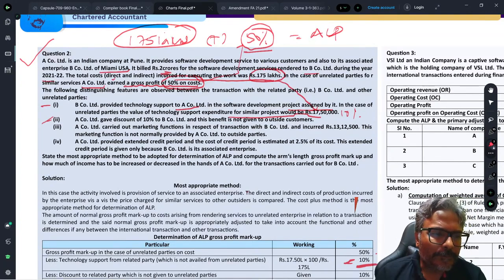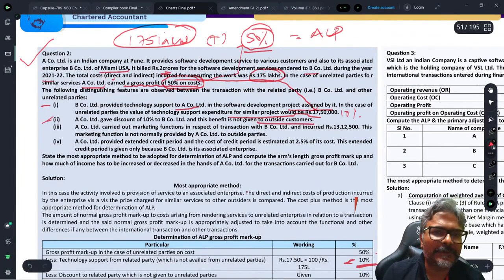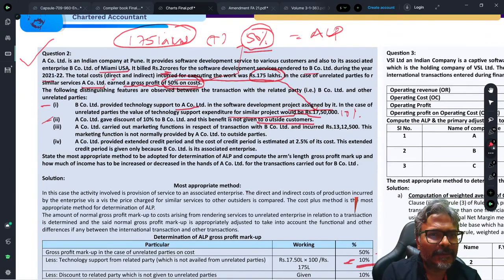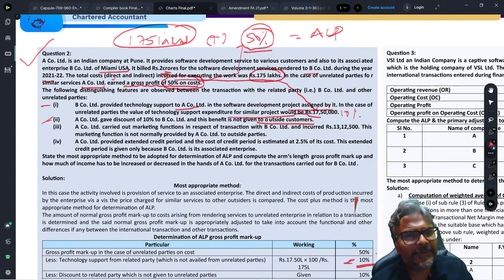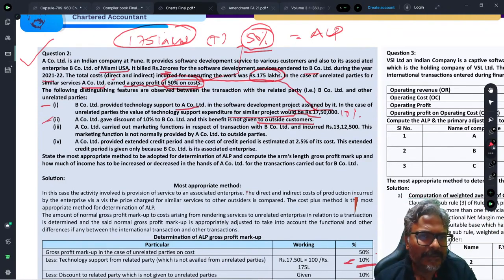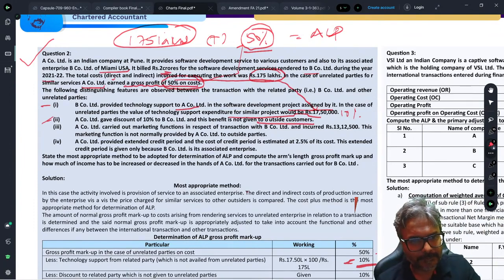Now, coming to point number two over here, students. A Company Limited gave a discount of 10% to B Company Limited, and this benefit is not given to outside customers. This benefit is not given to outside customers. Now, please tell me, if A Limited is giving a benefit to B Limited, 10% discount has been given, you have to tell me, students, will my price go down? Will the price go down in the international transaction?